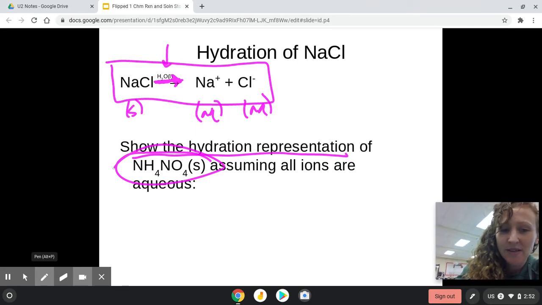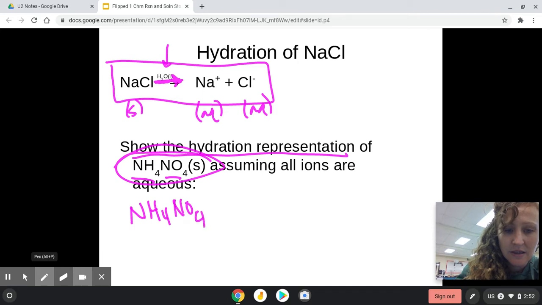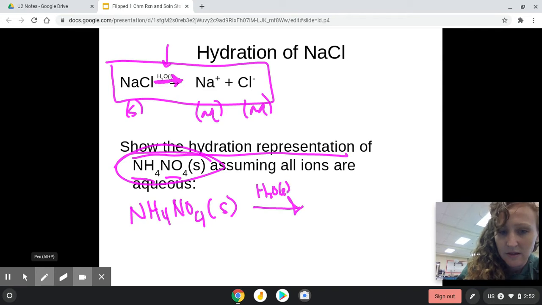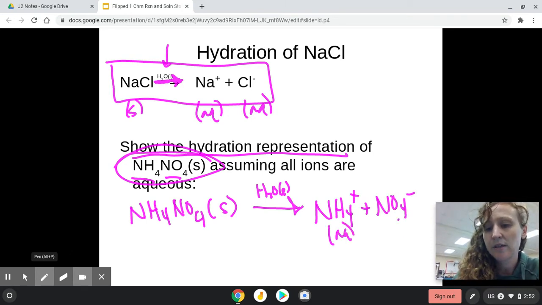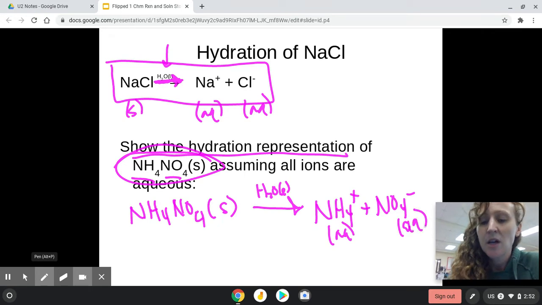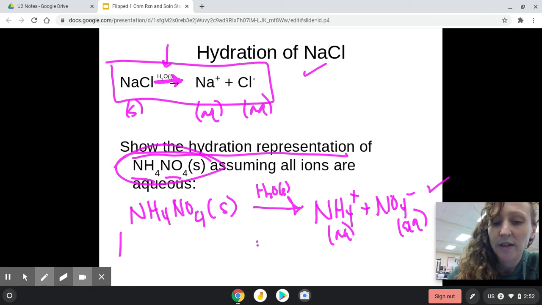And I'll do the same. This is ammonium perchlorate. Oh, and these could both get aqueous written behind them. Now notice that the two practices that we've done so far, sodium chloride and ammonium perchlorate, have both come out to be a 1:1:1 ratio. That's not always true.